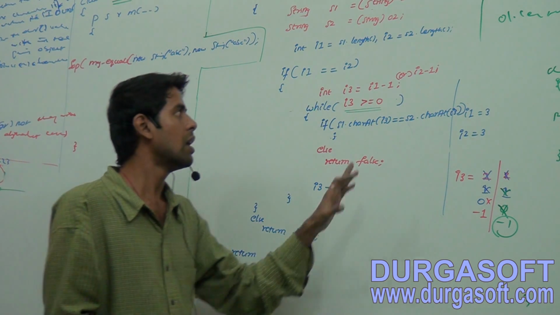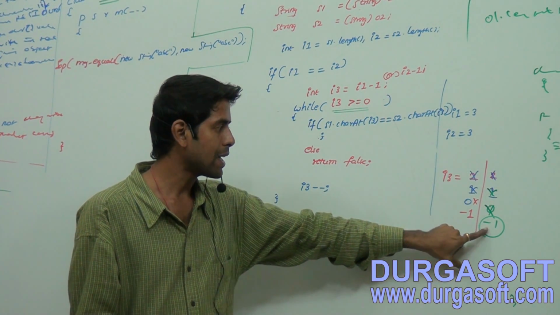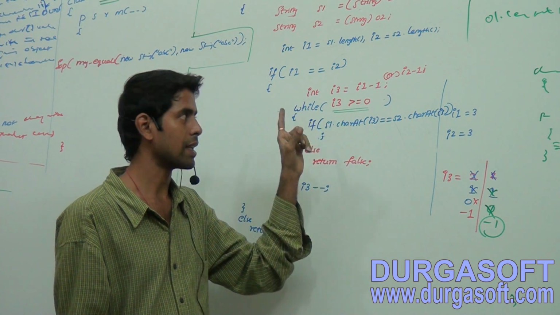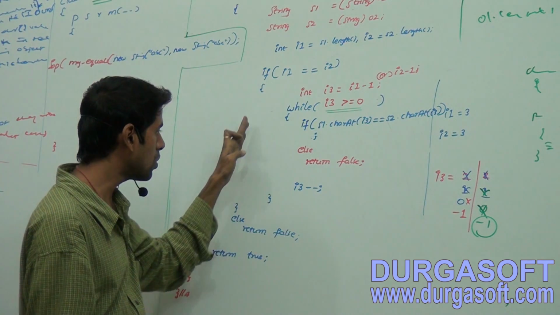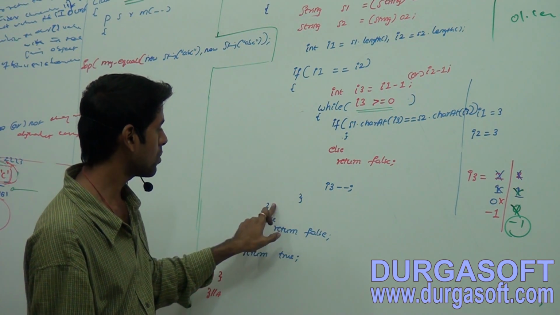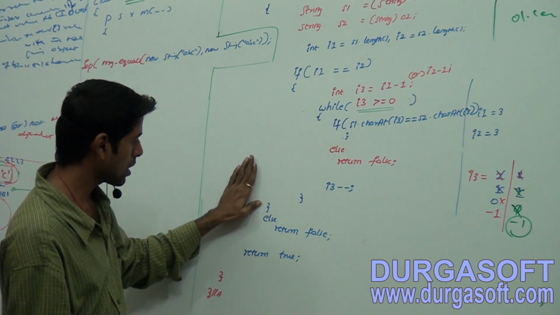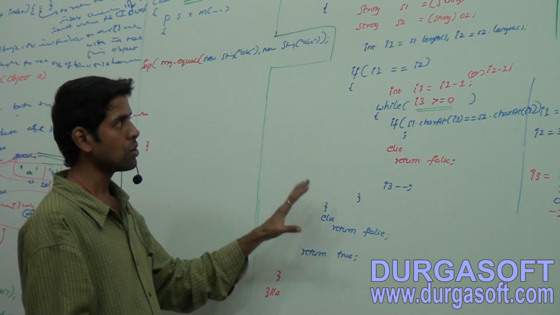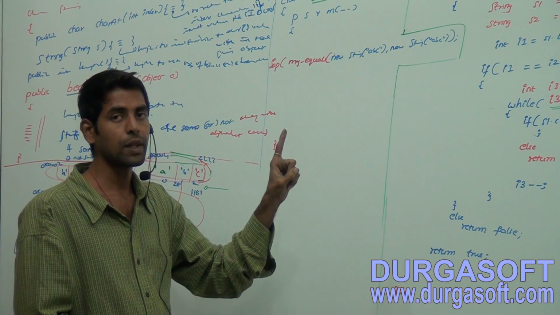Now observe here, of course it is a relational operator. Now -1 is greater than 0? No. Is it equal to 0? No. -1 is not greater than or equal to 0. So it will come out of the while block. It has executed the if block. Now it will come directly to return true. Yes, it is true. So this is our customized logic of the equals method.